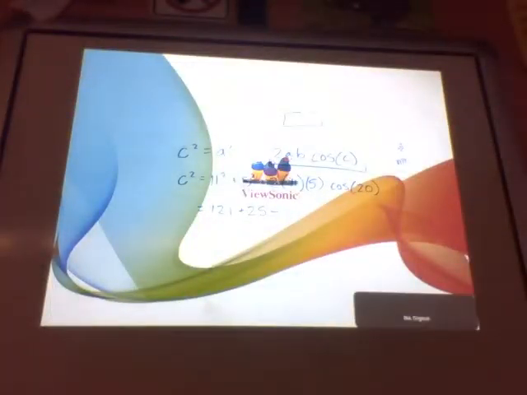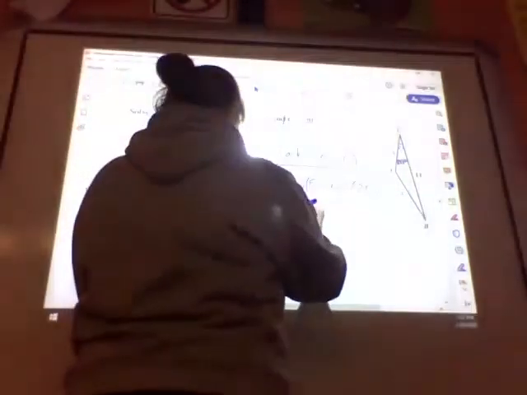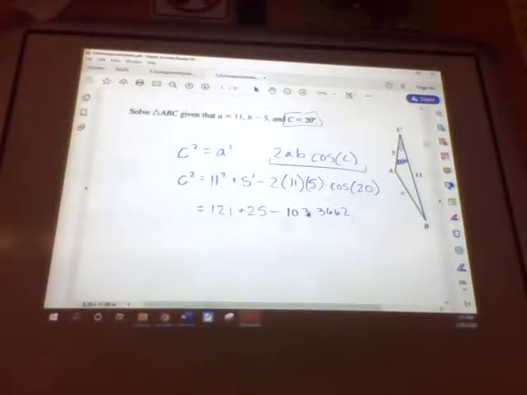But then we have 2 times 11 times 5 times cosine of 20. It's still fun. Oh, you know what would be even funner? If I turned on my calculator. Okay, that would be good. So, yeah, that would help. 5 times cosine of 20. All right, so we're going to subtract 103.3662. All right, so 121 plus 25.